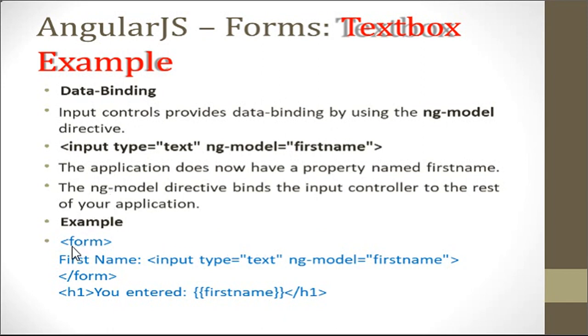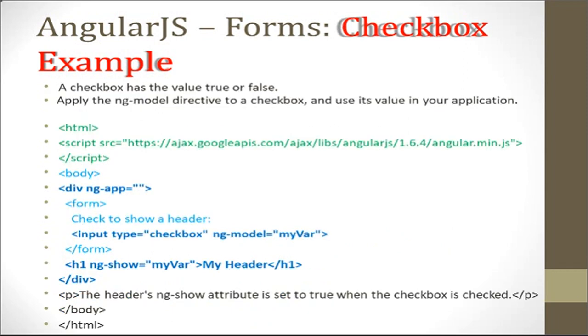Just see this forms example. For first name, we provided a text input with ng-model firstName. Whichever name you enter, you can see your entered name with the help of curly braces. These two curly braces we can use to display the names. These are examples of AngularJS forms, such as a checkbox. Same things are there. We can see this example in the directive execution part with the help of the XAMPP server.